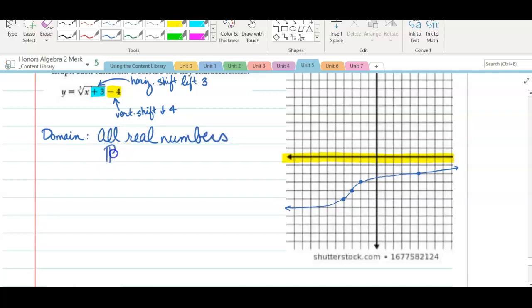Other times you might just put this symbol. That symbol, the R with 2 lines, means the same thing. Now we need to think about the range.